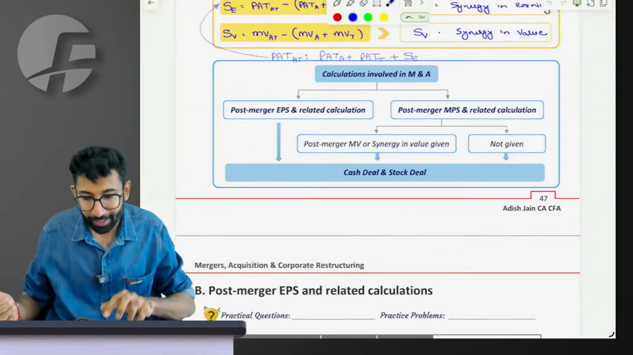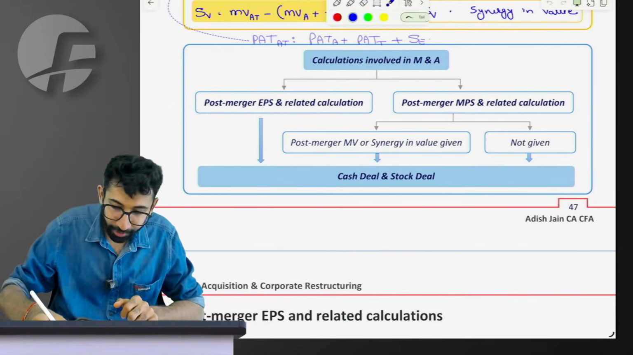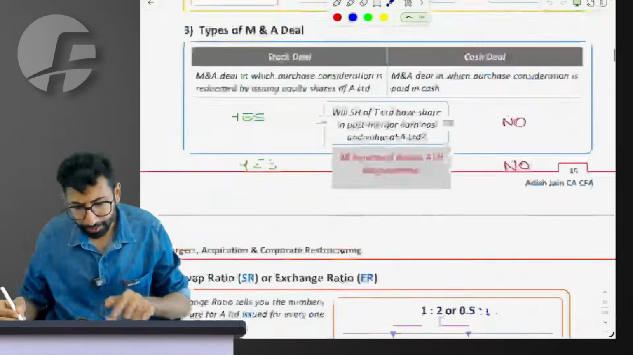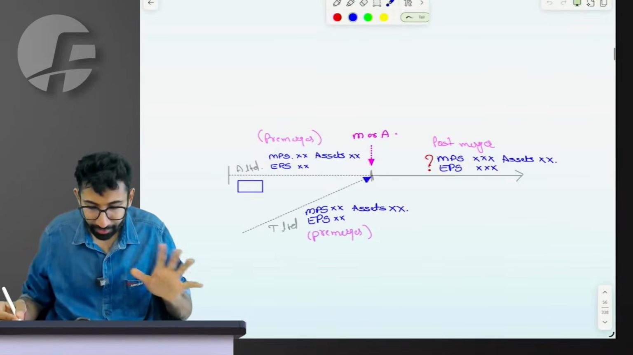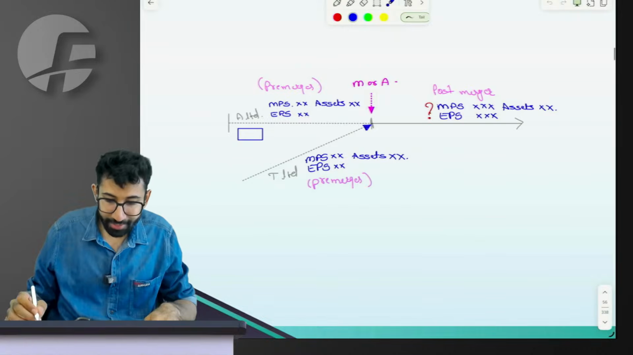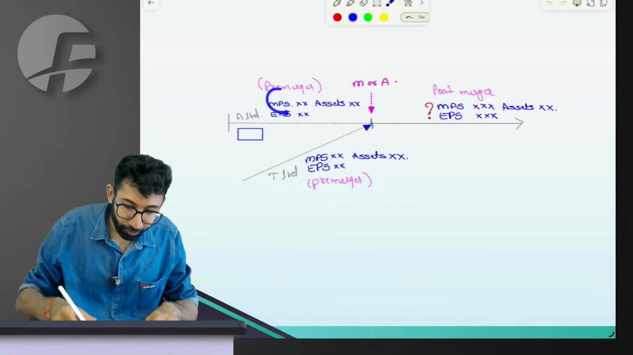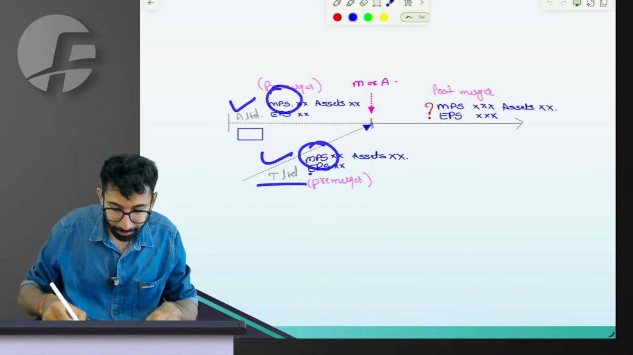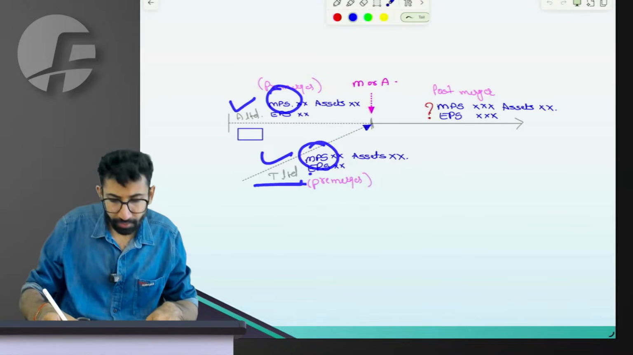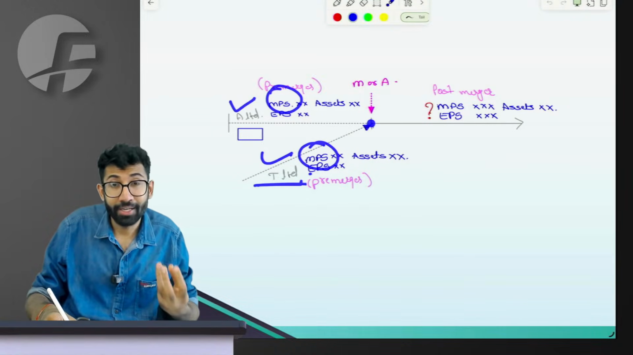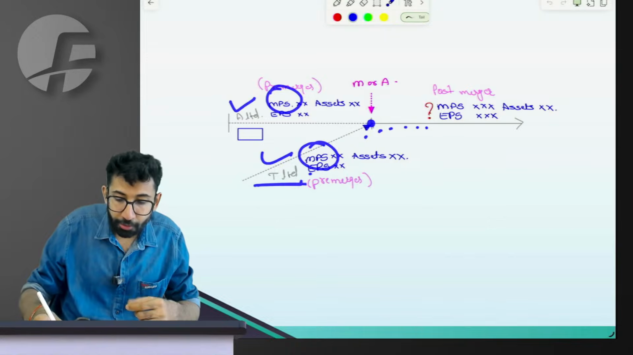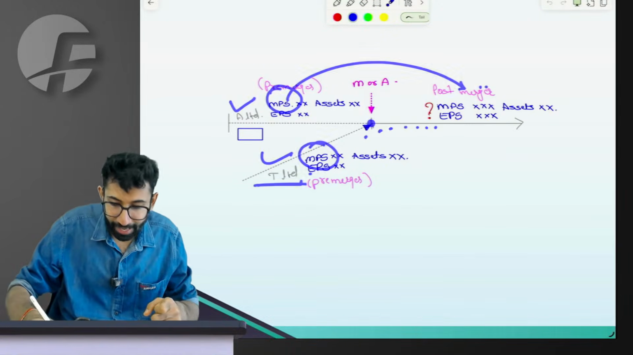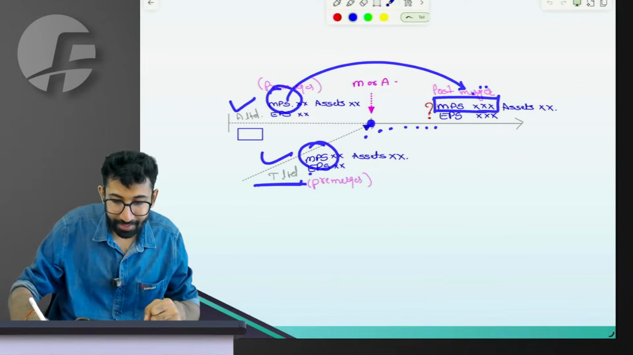So, anyways, good people, back to the topic. What we are now learning is post-merger MPS and related calculation. What does it mean, people? It means that before merger, A Limited had an MPS, and before merger, T Limited had an MPS. After T is acquired by A, T will not continue to be there, but A will continue to be there as a company. And will A have an MPS after merger?